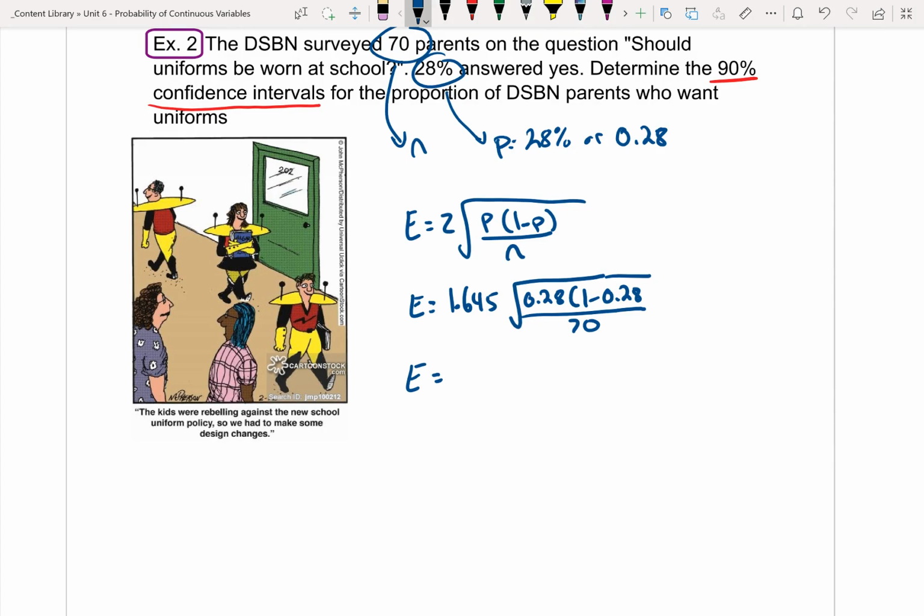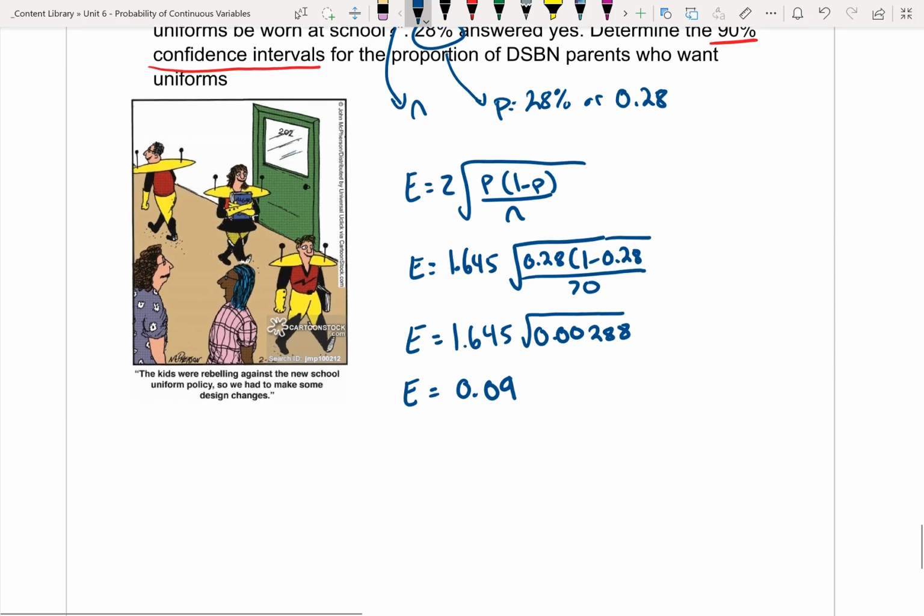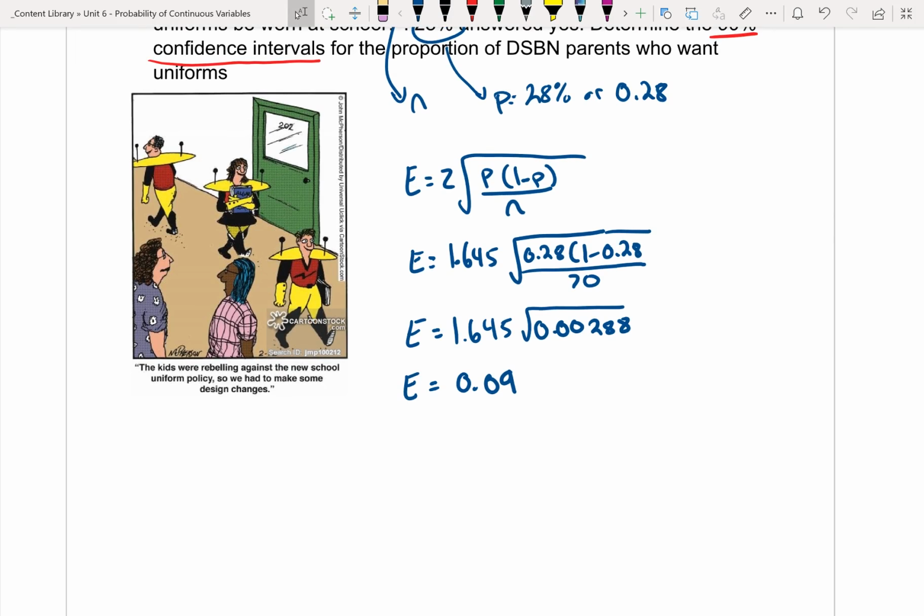Okay, E is equal to 1.645 times the square root of 0.00288, and I get an E, or a margin of error, equal to 0.09. So I know my margin of error is 0.09.